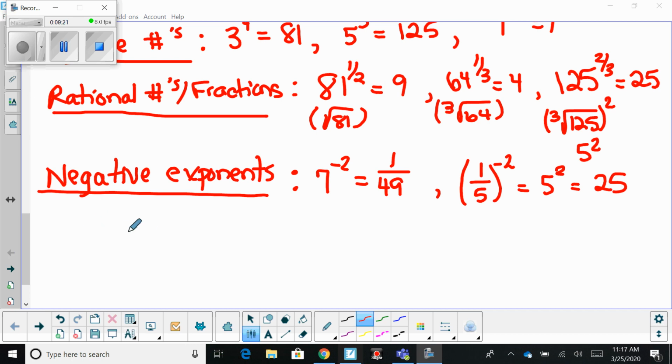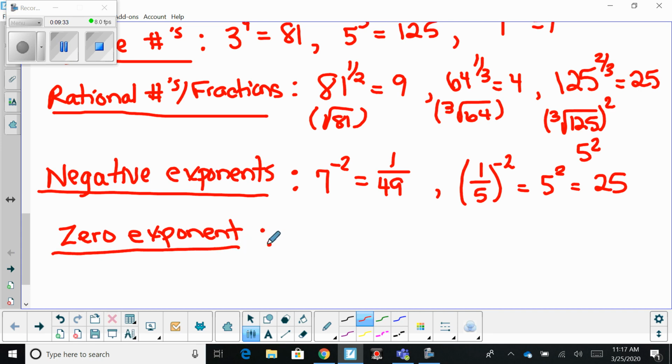The last type of exponent we might see is a zero exponent. With a zero exponent, remember anything to the 0 always equals 1, no matter how large or how small. 20 to the 0 would be 1. 10,000 raised to the 0 would equal 1.